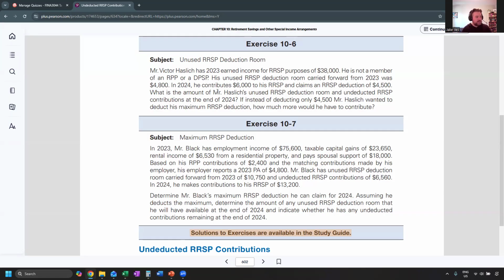What is the amount of Mr. Hashlish's unused RSP deduction room and undeducted RSP contributions at the end of 2024? Instead of deducting only 4,500, let's say he wanted to deduct the maximum RSP amount, how much more would he have to contribute? So we have a person who makes $38,000. They don't have an RPP or DPSP, and they've contributed to their RSP.